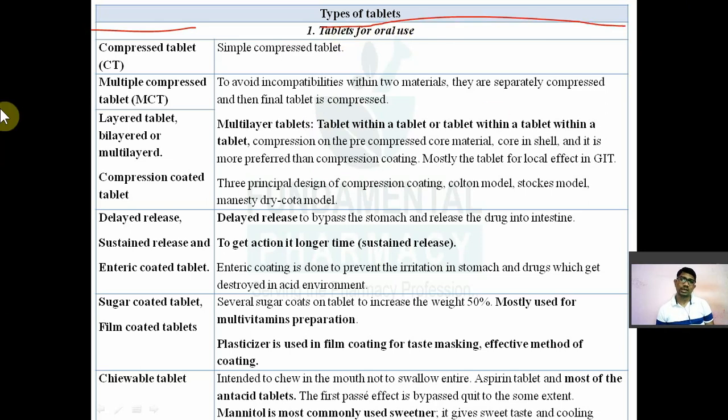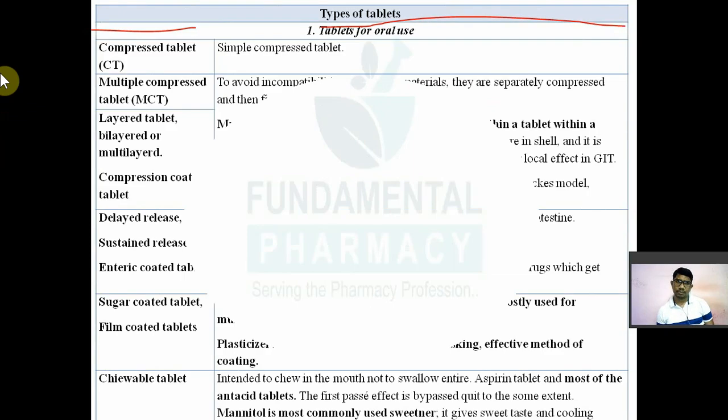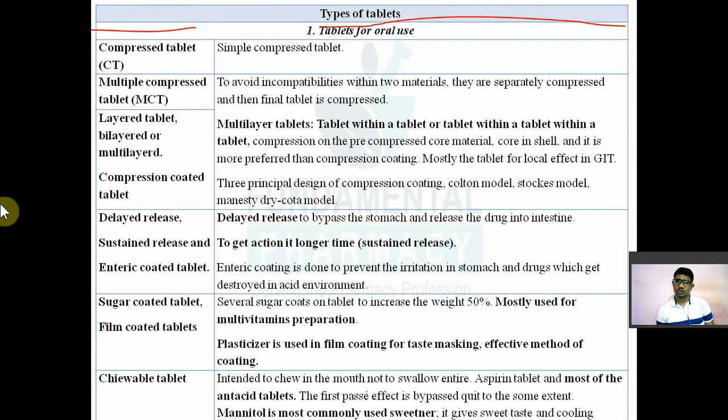So for oral use, which tablets are there? First one is nothing but the compressed tablet. So what is a compressed tablet? Drug with excipient. The granulation is done and they are compressed. So it is nothing but the simple compressed tablet.